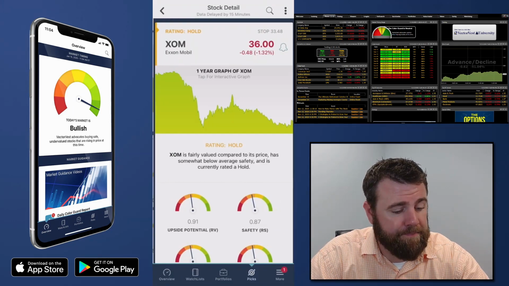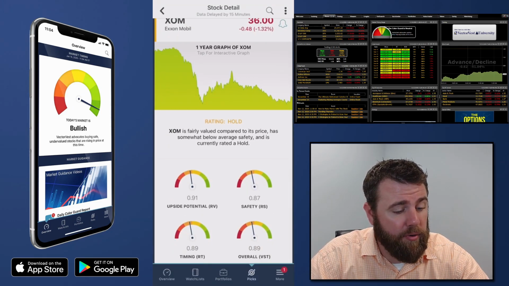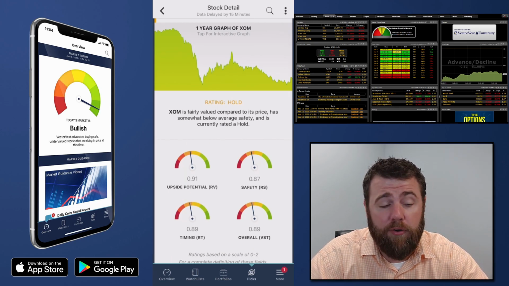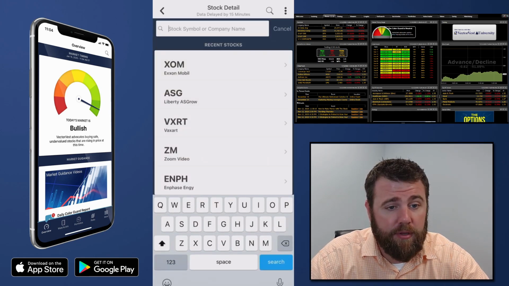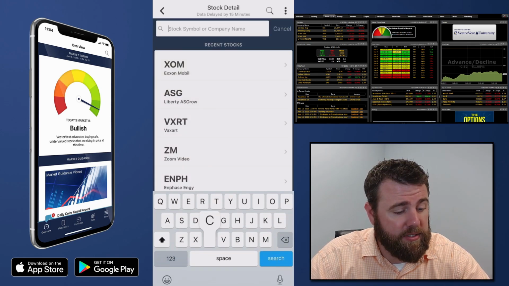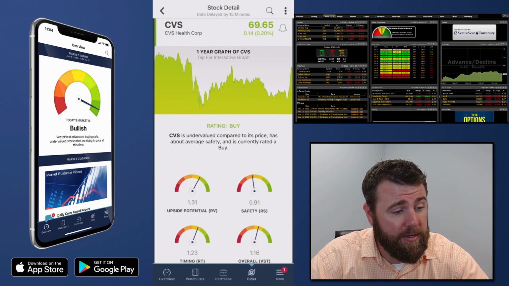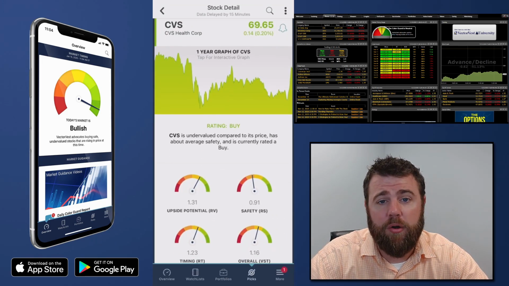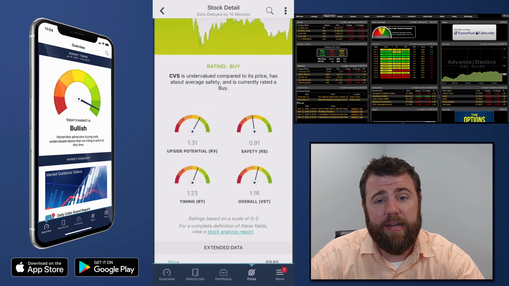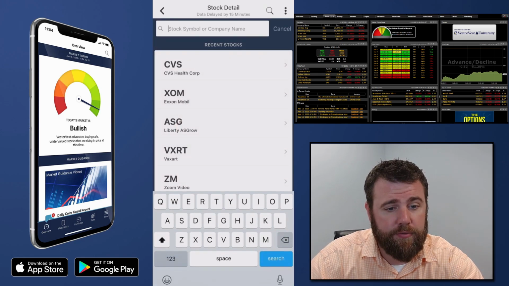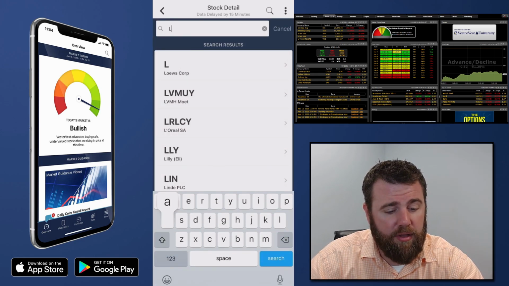XOM. All right, so with XOM, poor long-term potential, a lot of risk with this stock, and timing is telling us it's in a downtrend. So therefore, stock's not favorable right now. CVS. CVS, great long-term potential, but does have a little bit more risk associated with it. You're in a nice steady uptrend, so therefore, stock's still favorable. LAC.